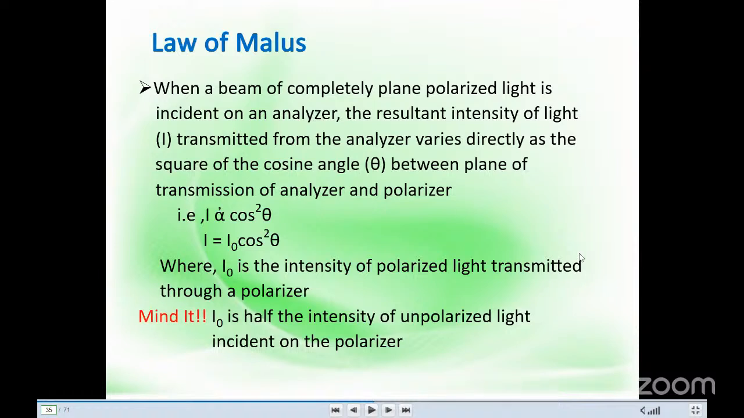Law of Malus: when a beam of completely plane polarized light is incident on an analyzer, the resultant intensity I transmitted by the analyzer varies directly as the square of the cosine of the angle between the transmission planes of the analyzer and polarizer. So I is proportional to cos square theta, I equals I naught cos square theta. What do you mean by I naught? It is the intensity of the polarized light, which is half the intensity of the unpolarized light incident upon the polaroid. Yesterday we discussed that when unpolarized light passes through a polaroid, its intensity is reduced by 50%.